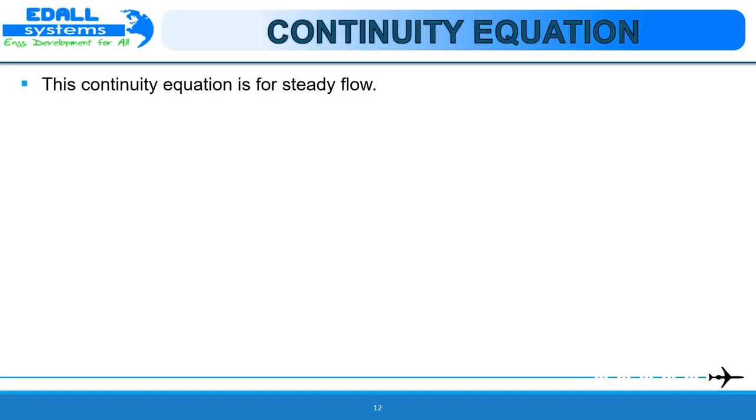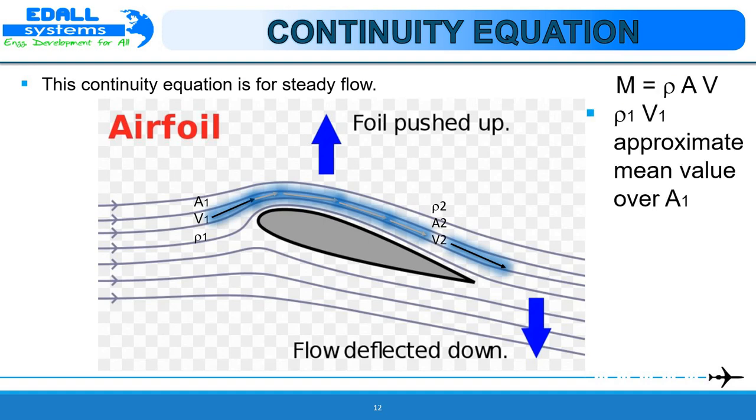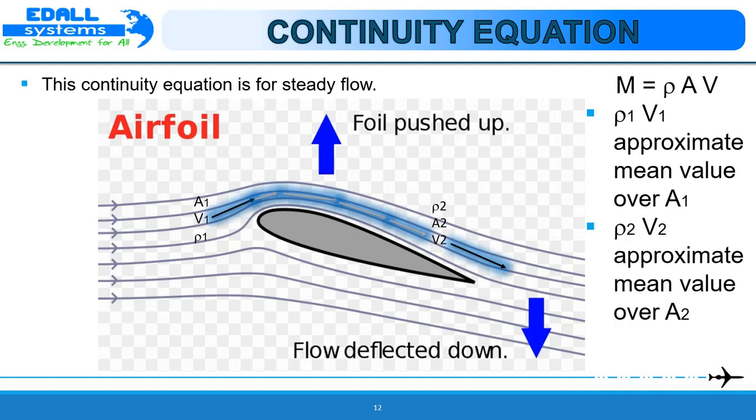For example, consider streamlines of flow over an airfoil. The space between two adjacent streamlines, such as the shaded region, is the stream tube. The equation ρ1 A1 V1 equal to ρ2 A2 V2 is applied to the stream tube, where ρ1 and V1 are appropriate mean values over A1, and ρ2 and V2 are appropriate mean values over A2.